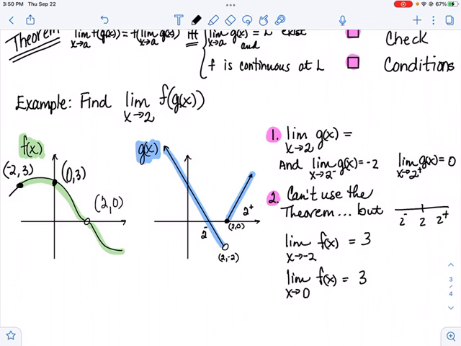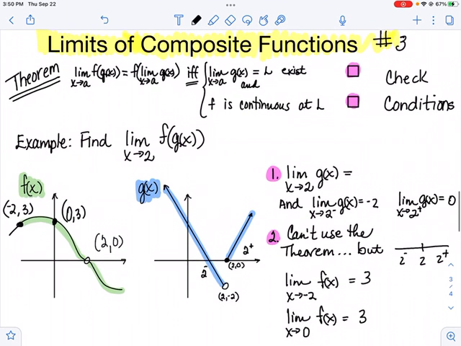Check conditions. So the first thing we're going to do is look at the two graphs that I have here. I have an f of x and a g of x. And so I want to find the limit as x approaches 2 of f of g of x. When I first look at it, it looks like the limit might not exist, but let's check it again. We take the limit as x approaches 2 of g of x, and it seems to not exist, right? So that does not exist.